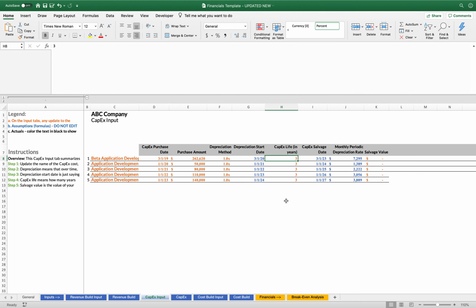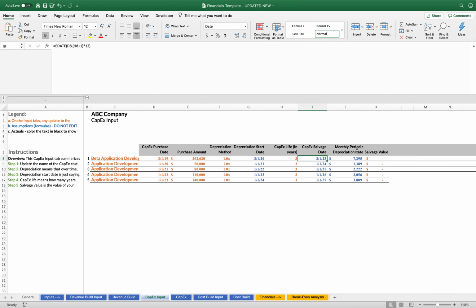And then the CapEx life in years, we're saying is 3 years for a website, and that is also pretty standard for websites. But again, look into your own industries and see what the standard is for that if you're not in more of a web-based company. And CapEx salvage date is the date by which your expenditure has been fully depreciated. So we're saying that it's 3 years after the depreciation start date. So that means it's just 3 years later. So it's March of 2023.